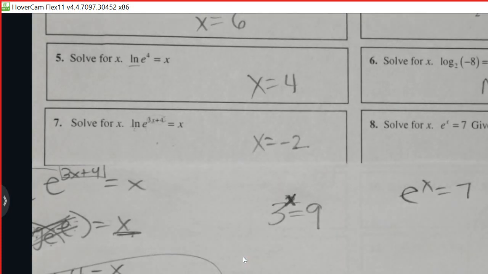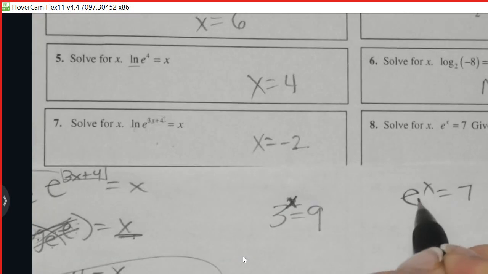If I gave you this, you would all know: 3 raised to what equals 9? 3 squared is 9. You'd go x equals 2. So if it's as simple as that, we can just do mental math. But what about when we get something like this?